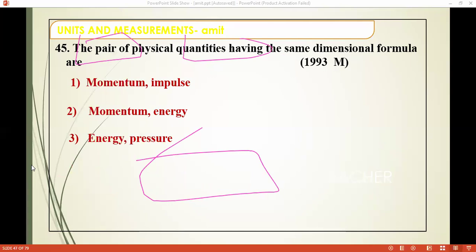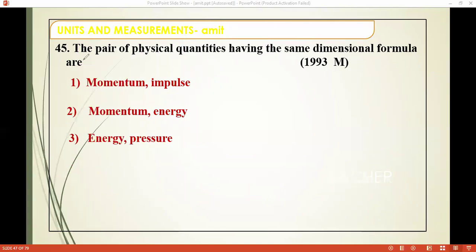Okay. In this question, the pairs of physical quantities having the same dimensional formulas, the question is given momentum, and if I say this is also correct, this is having the same dimension.